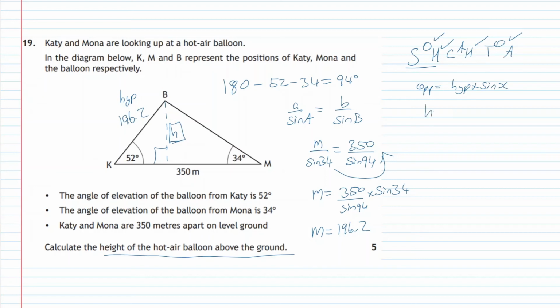And so that means h, which is the opposite, is just equal to the hypotenuse, which is 196.2, times sine of the angle, which is sine 52. And this brings us out to h having a value of 154.6. You put that on a calculator, and the question's in meters, so we'll put it in meters. And that just involved two calculations, the sine rule and then a basic application of SOHCAHTOA.